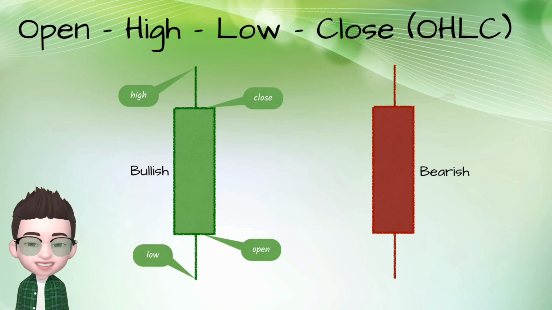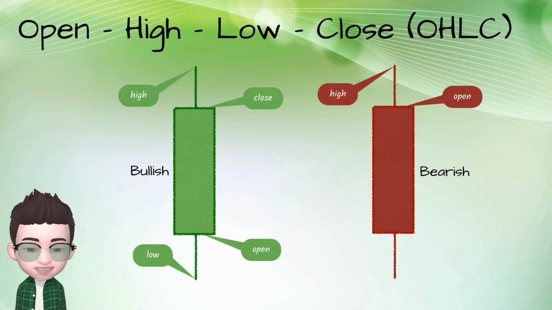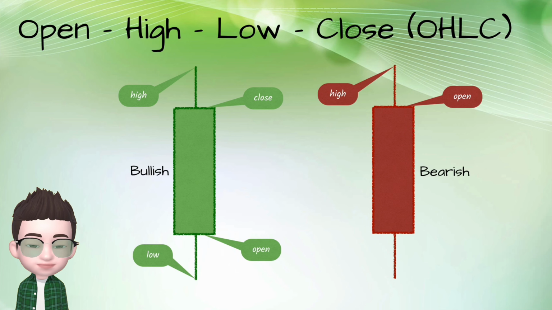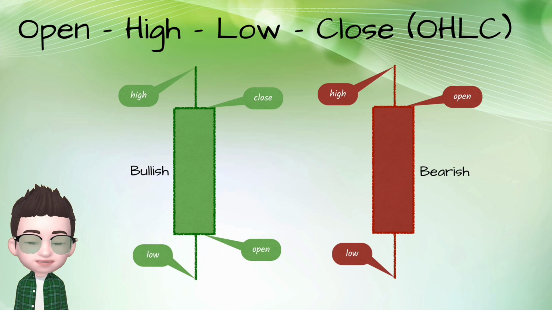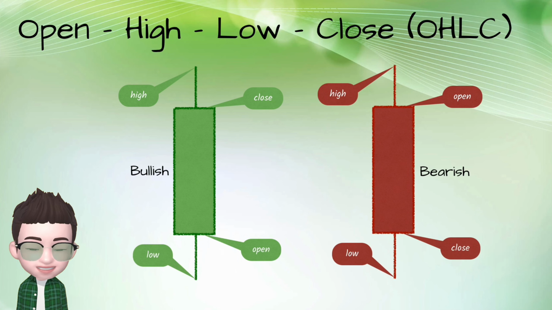While for a bearish candle, the open price is at the top of the body. The high price is at the end of the upper wick. The low price is at the end of the lower wick. The close price is at the bottom of the body.